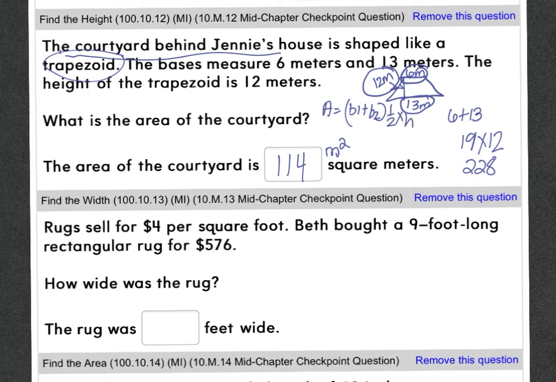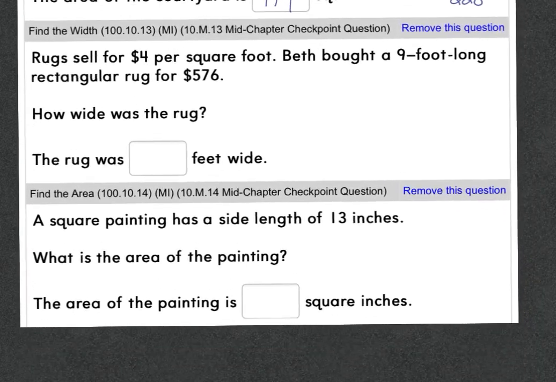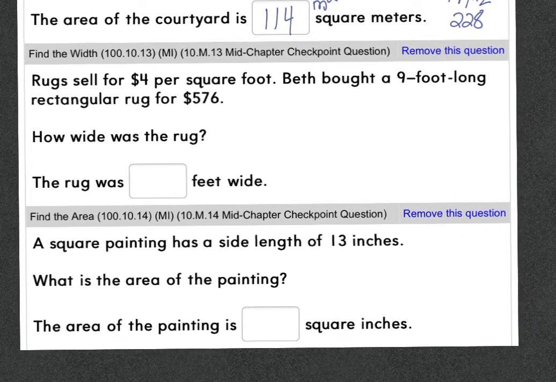Okay, next but not last, we have rugs for sale. They're $4 per square foot. Beth bought a 9-foot long rectangular rug for $576. How wide was the rug? So we need to find out how many square feet it was to find out why it's this amount. So first, let's draw the rug. So we know that it is a rectangle, and it was 9 foot long, but we don't know the width, right? But we know that it is $4 per every square foot.